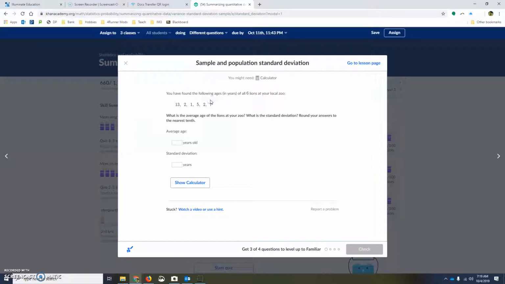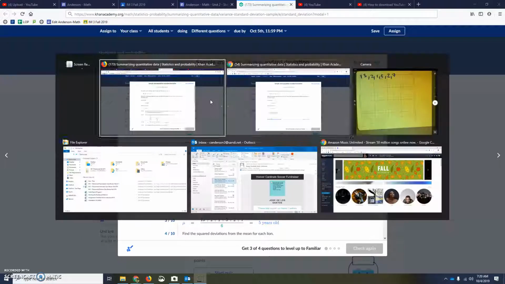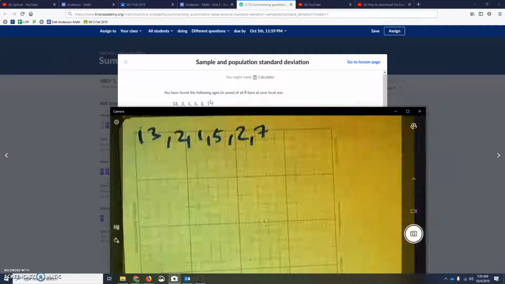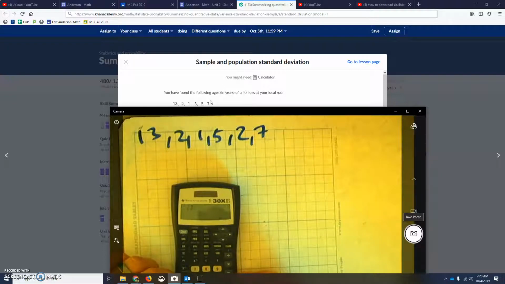It's a very, very similar process, except at the very end we do something slightly different when we have a sample versus the entire population. So we'll talk about that at the end, how it's different. Okay, so here's our numbers. We're going to add them all up to find our average.